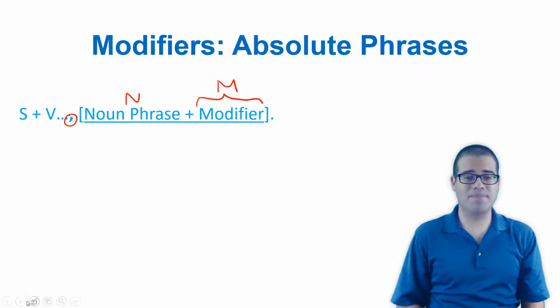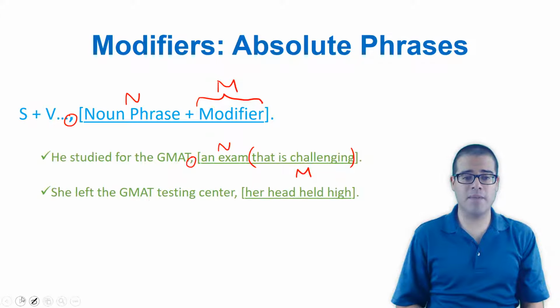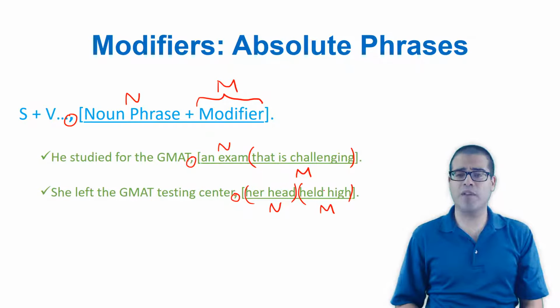For example, you can have he studied for the GMAT, and after the comma you have the noun phrase an exam, and the modifier is that is challenging. Or sometimes you can have something very different. She left the GMAT testing center. You have the comma. This time the noun phrase begins with a possessive, her head. And the modifier is a past participle, held high. Those two are the most common structures within absolute phrases.